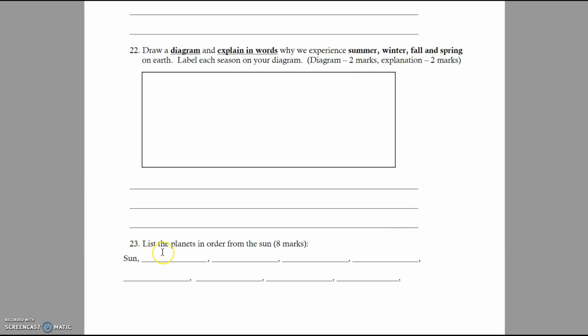And number 23, list the planets in order from the sun for 8 marks. Once you've completed this, you can go back through the screencast to listen to certain parts, to repeat questions, and once you've checked over it all, hand it in to Ms. Johnson.